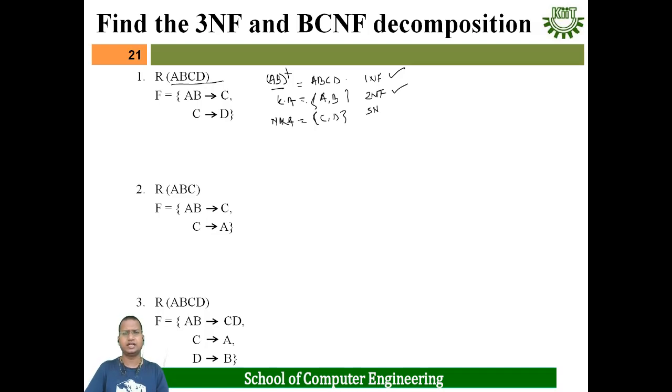Now check for 3NF. Is a transitive dependency present? C to D. Yes, C to D is a transitive dependency. It is not in 3NF. That means the highest normal form of this relation is 2NF.